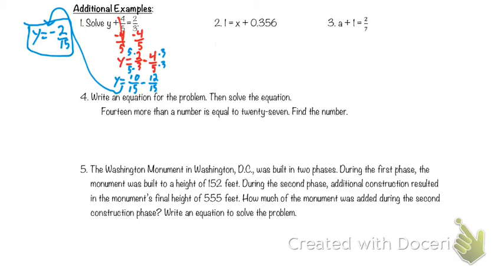All right, number 2. 1 is equal to x plus 0.356. Are we going to freak out over decimals? Nope. We're going to stay calm. We're going to figure this out, okay? So, what do you think you're going to do here? Subtract 0.356. Yeah, we're going to subtract 0.356. We're currently adding it, so we're going to do the opposite. From both sides.